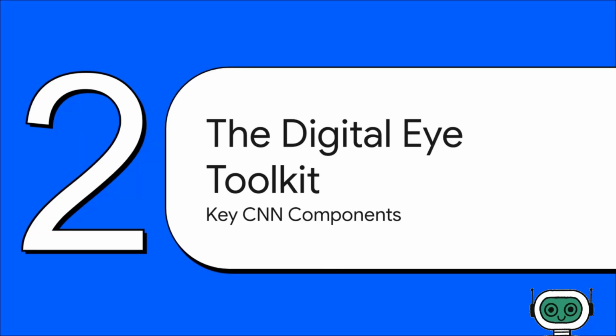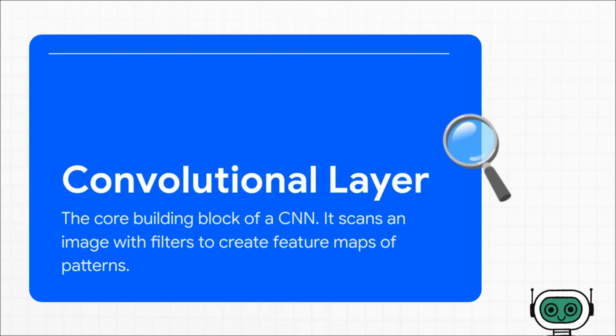Okay, so now that we have the core idea, let's look at the actual engineering components. What's in the toolkit for building one of these digital eyes? The heart of the whole operation is the convolutional layer. This is the real workhorse. Its job is to take all those different filters we just talked about, the edge detectors, the curve detectors, and slide them across the input image.